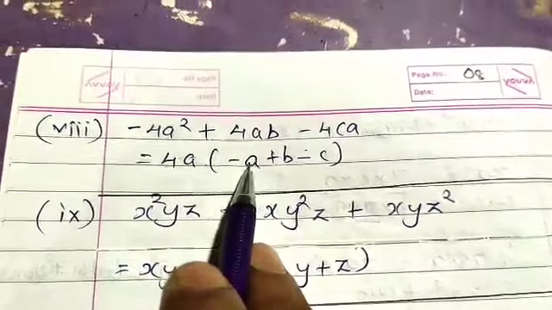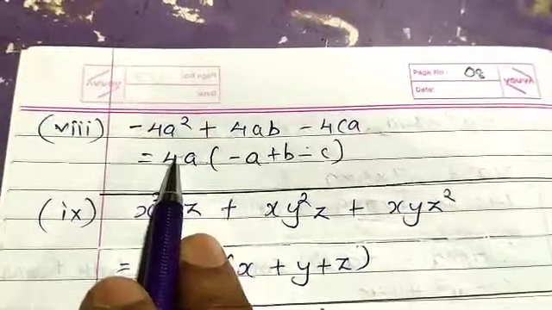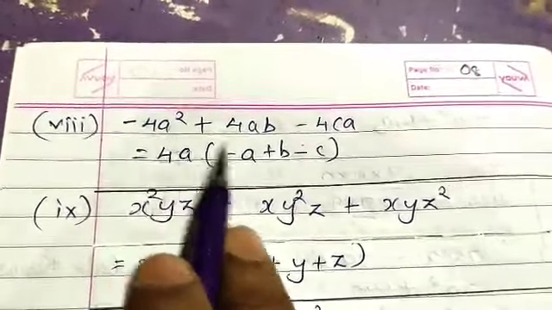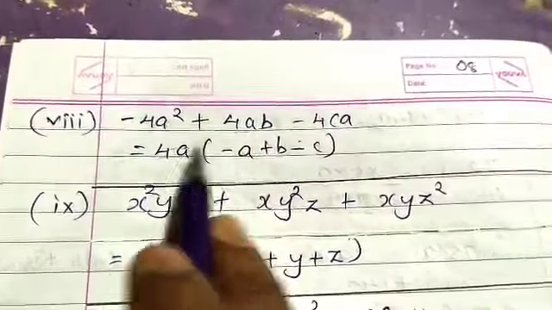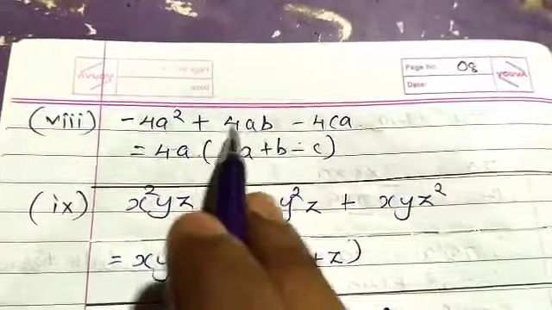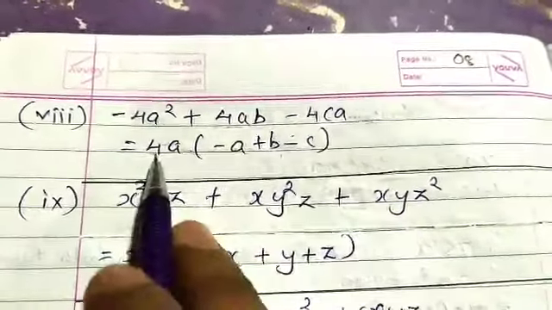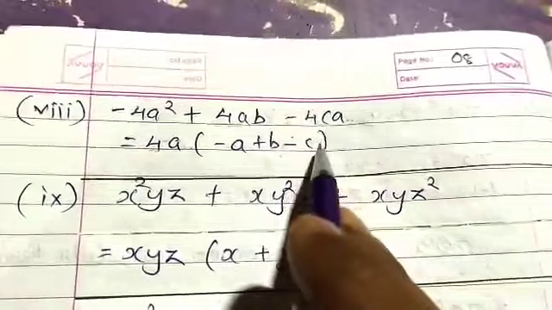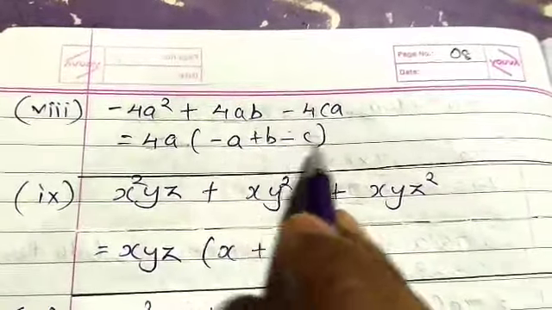So a will remain inside the bracket, and here it is negative. Since I have taken positive 4a common, negative a will remain inside the bracket. Then from 4ab, 4a is already taken as a common, so positive b will remain inside the bracket. And from negative 4ca, I have already taken 4a, so negative c will remain. So your answer will be 4a in bracket minus a plus b minus c.